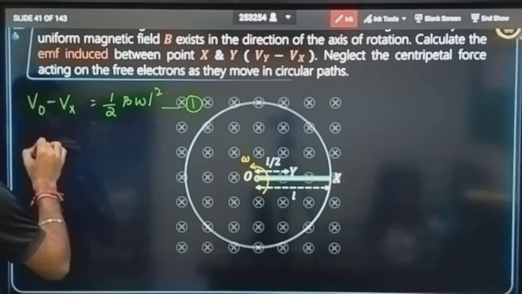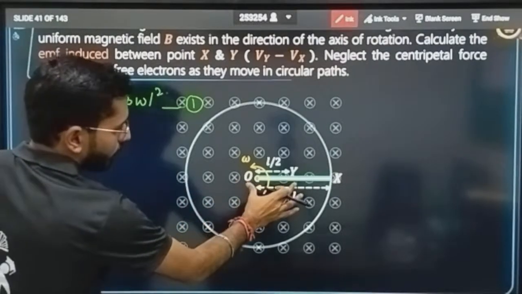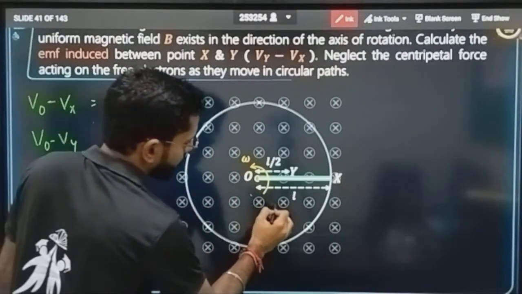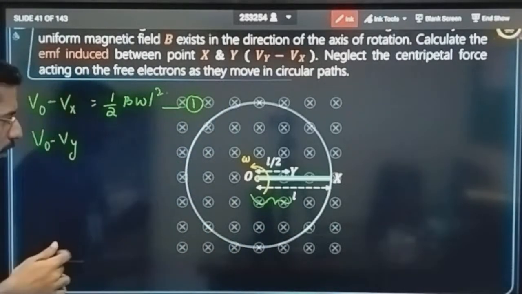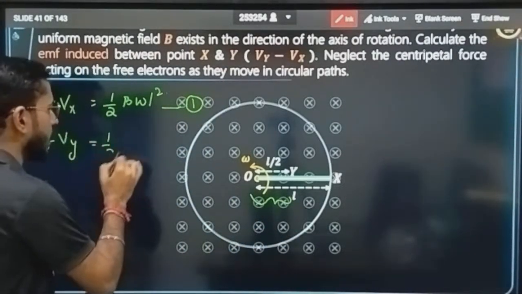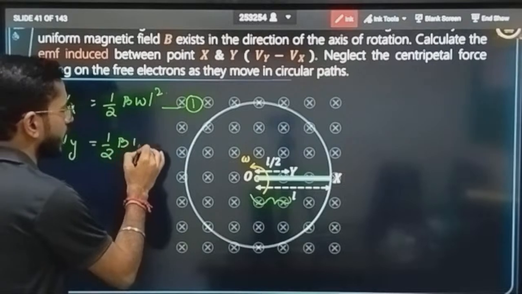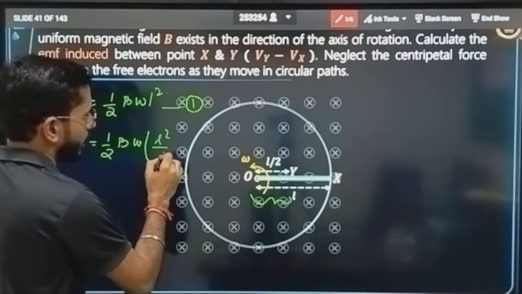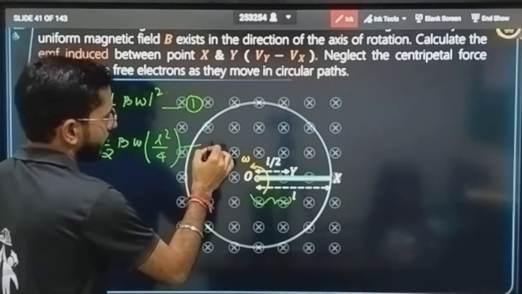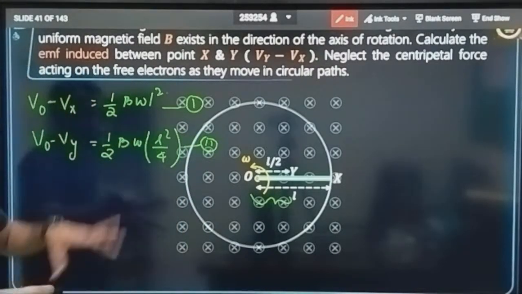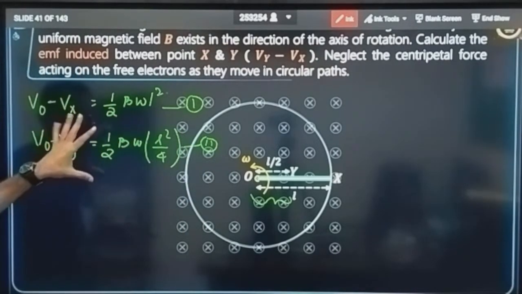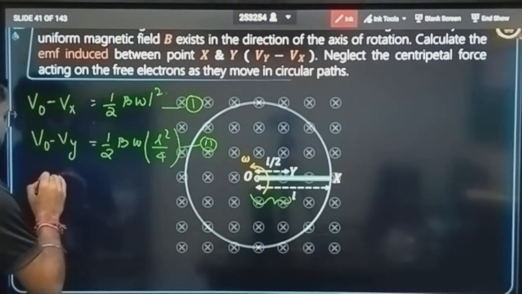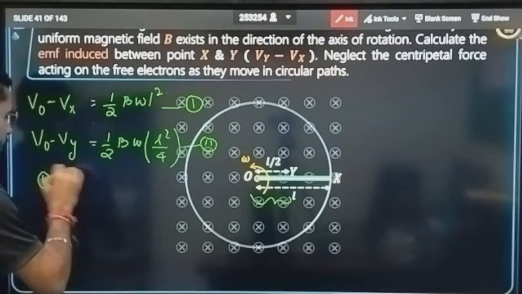As equation 2, I will write for this part only: VO minus VY, the potential difference across this section only, between point O and Y. How will I write it? Again, I can use the direct formula, half B omega, but in place of the length L, I will write L by 2 whole square, that is L square by 4. Correct? Now you have 2 equations, 2 variables. I will subtract both these equations, equation 1 minus equation 2.